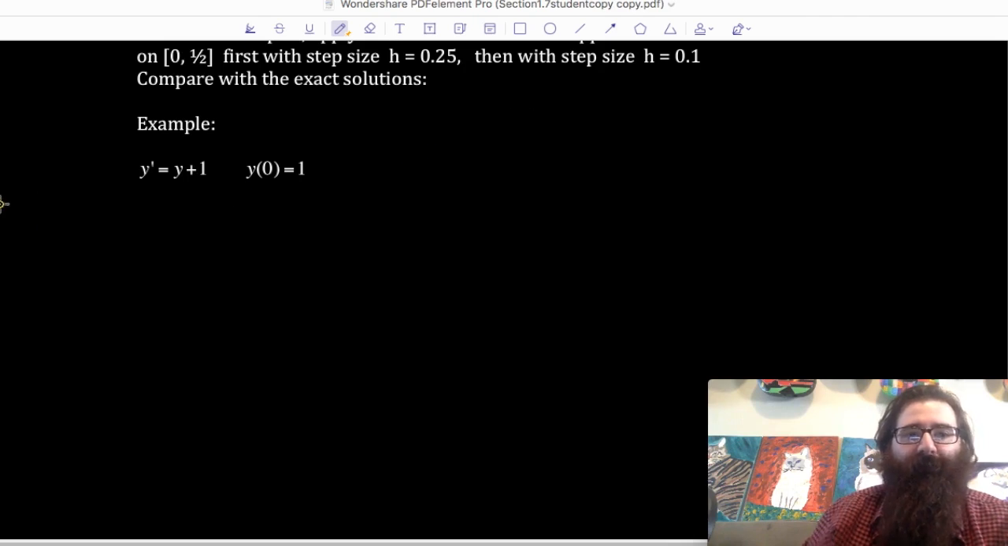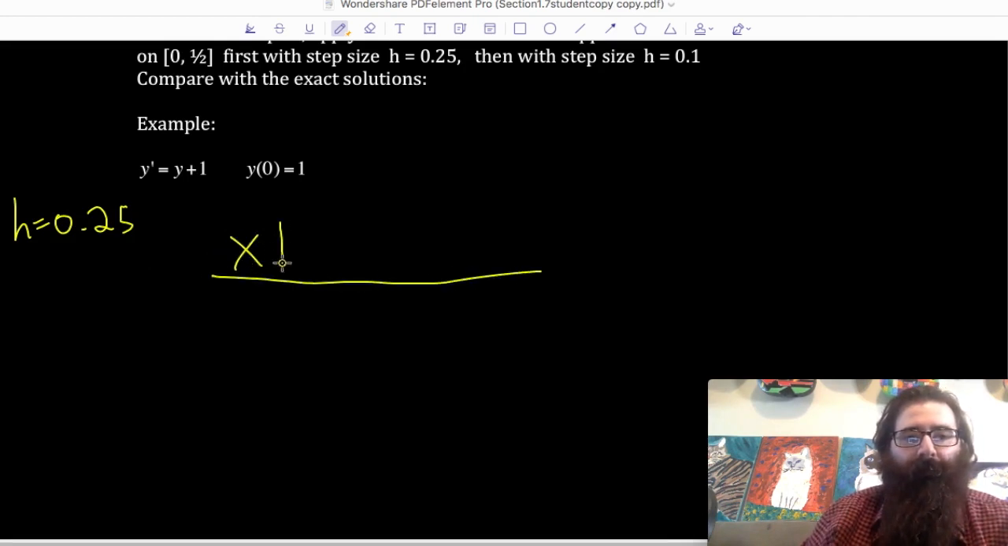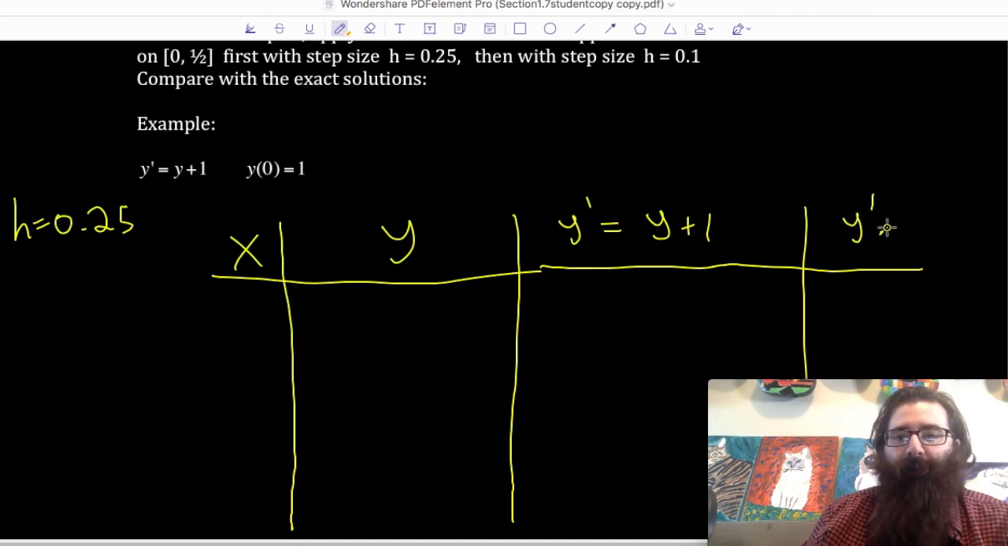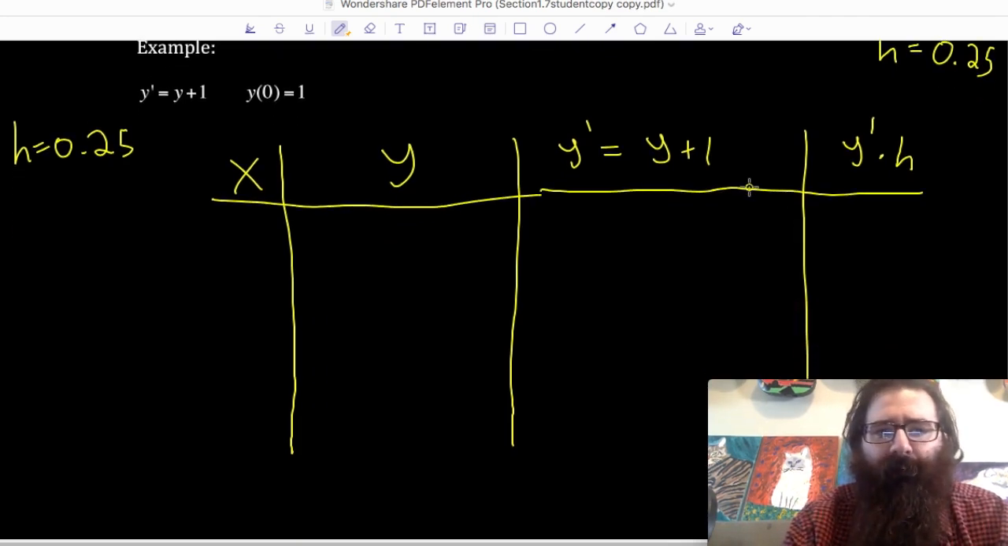So this is going to be for step size, I'll put a note here, h equals 0.25, or that's 1/4. I'm going to build my column for x values. I'm going to need a column for y values. Here's where I'm going to put y prime, and I'm going to remind myself what that differential equation is. That's y plus 1. And then we're going to need a final column here for y prime times h. And here I'm going to remind myself over on this side as well that h is 0.25, or 1/4. Just so I don't forget, on my best behavior today.